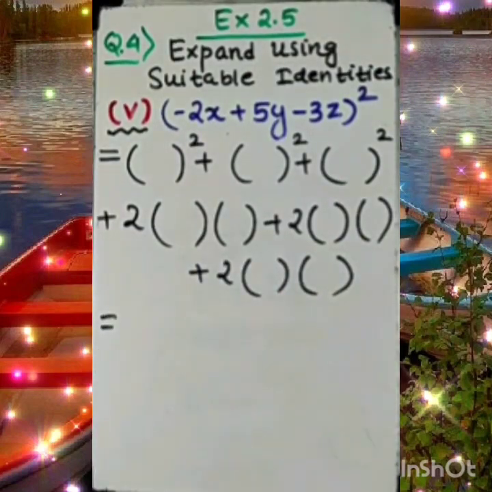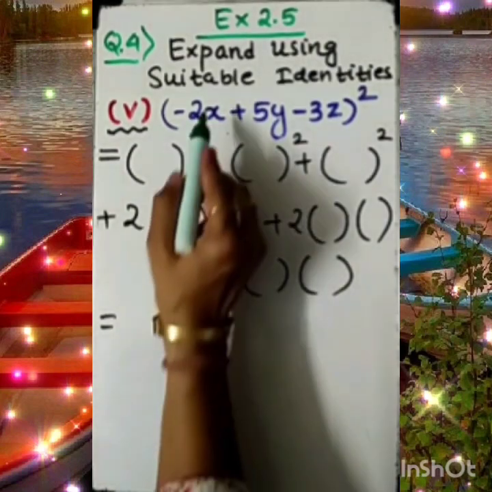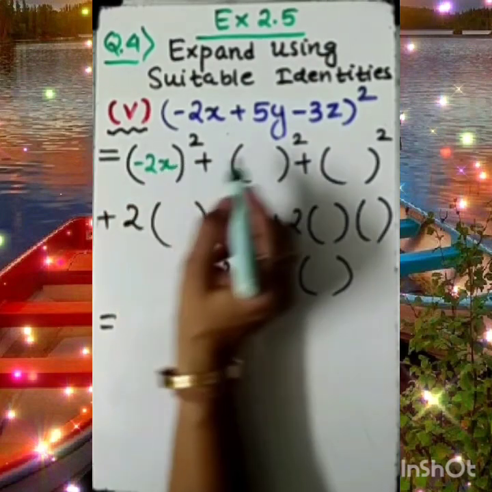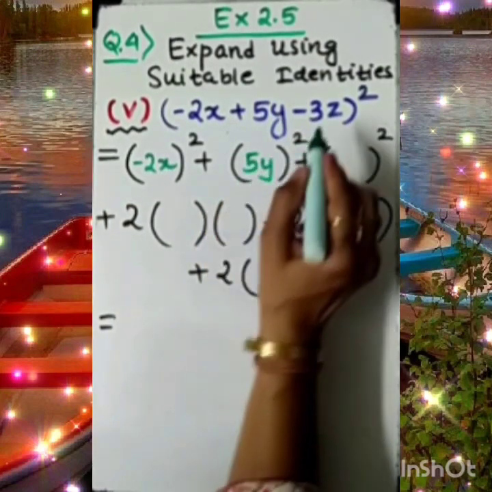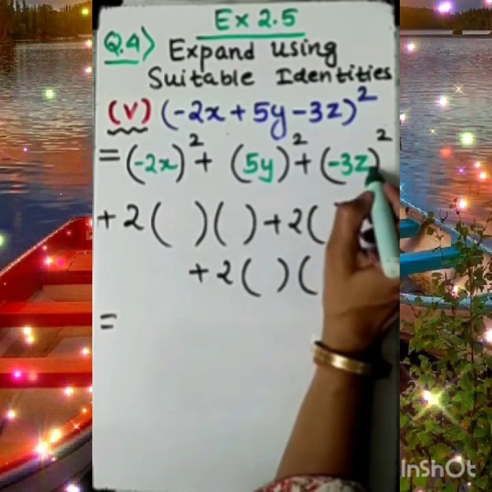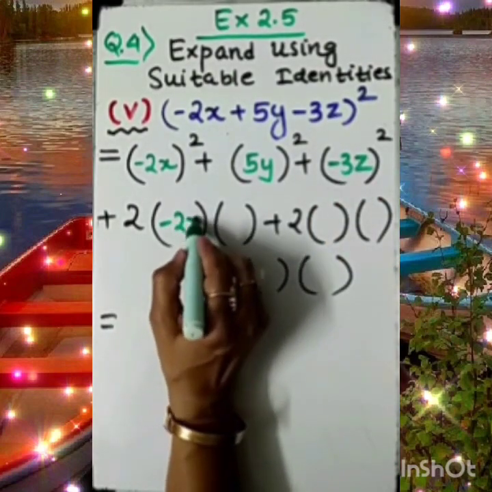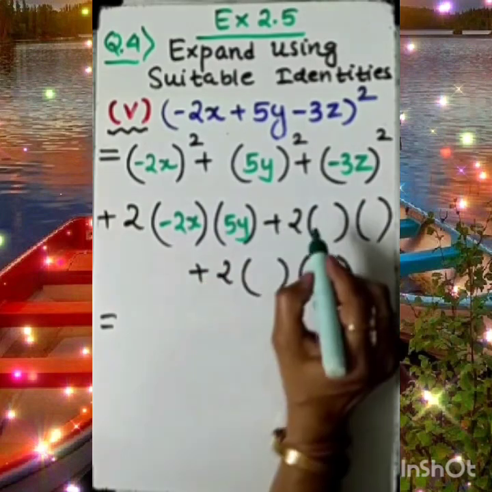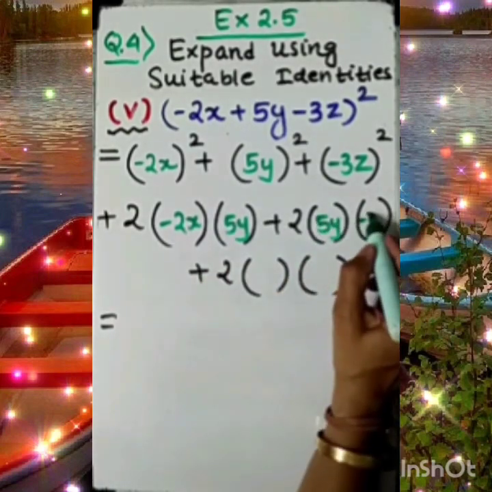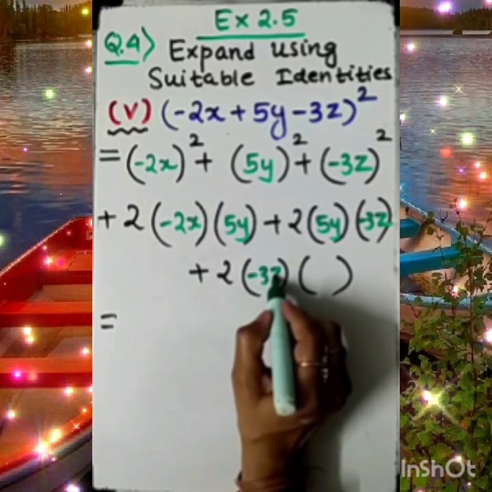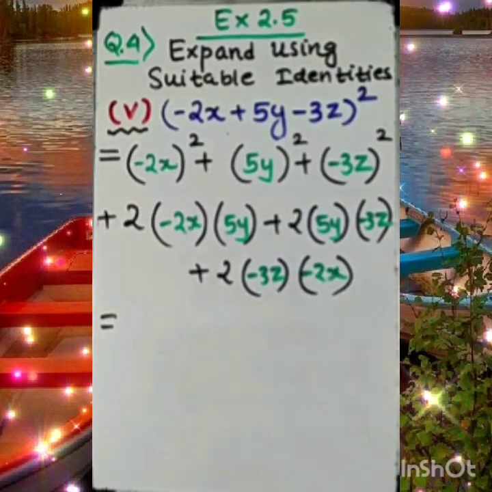Right? Now let's put the value. As we know, the first term is minus 2x, so let me write it, minus 2x here. The second term is 5y, but here the third is minus 3z. So minus 2x first term, 5y second term, and of course the third term. Be careful: first term and second term, second and third term, and third term and first term. After putting this value, it's very important to simplify. Let's focus on the simplification.